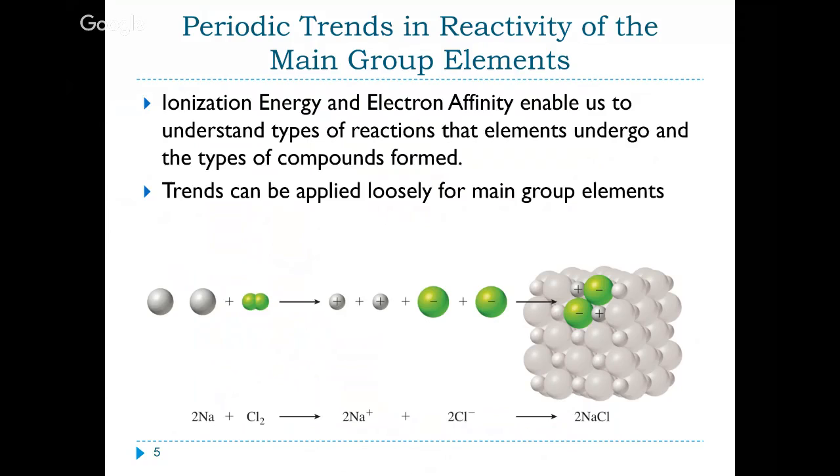So how can we use some trends to look at main group elements and how they react? Ionization energy and electron affinity are really great to tell us what kind of compounds might form. If you look at the ionization energy of sodium and the electron affinity of chlorine, we see that sodium likes to give up an electron, chlorine likes to accept it, and then we can form sodium chloride. So oftentimes when we look at the ionization energies of our metals and the electron affinities of our nonmetals, it gives us a good idea about what kinds of compounds can be formed.